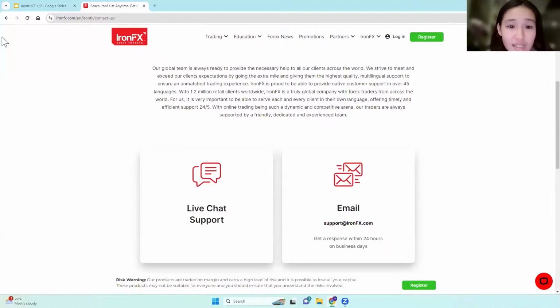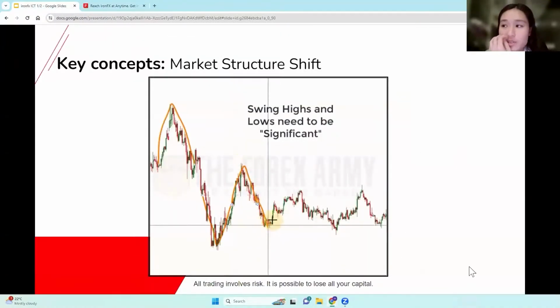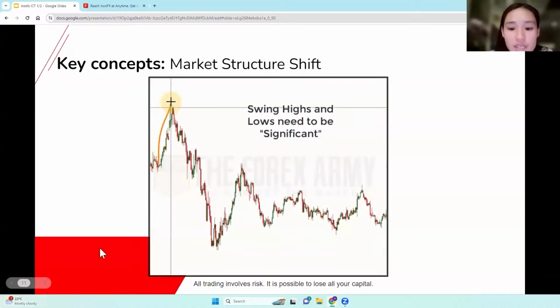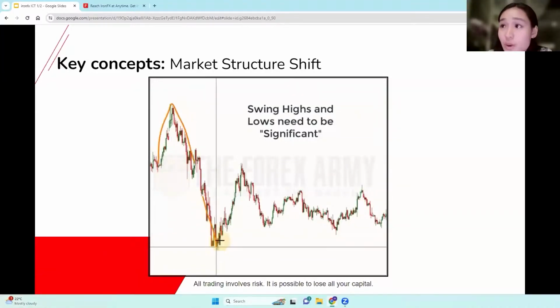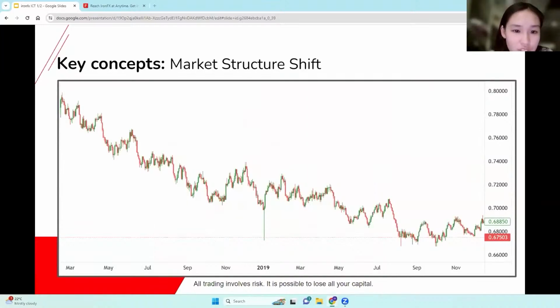Let me go back to my slides. Okay, so this is the GIF that I was talking about earlier. So you can see that there are very clear movements in price with clear swing highs and very clear swing lows as well. If we look at this market structure, it's not as clear, but you can see that it's a very clear downtrend. So that's basically what we're looking for over here.